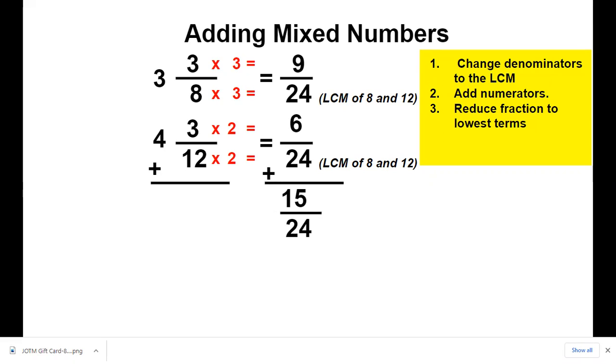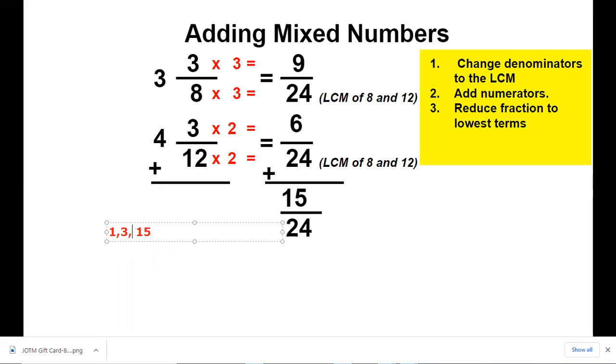Okay, now we're going to reduce the fraction to lowest terms. Notice how this is not an improper fraction. It is not. The top number is smaller than the bottom number. So we're not going to have to do that dividing. However, we do have to find the greatest common factor of 15 and 24. How do I do that? I list all the factors of 15. 1 times 15 and 3 times 5. All the factors of 24. 1 times 24.